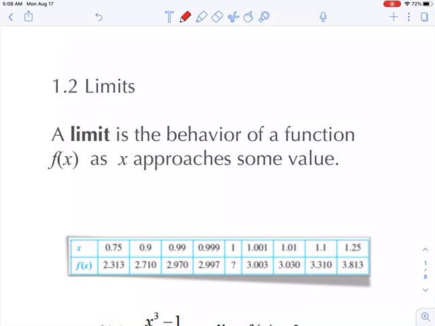We are going to go ahead and start our unit on limits. This is our first official unit in calculus. We're going to talk about the introduction to limits today, the idea of what it is and how we look at them graphically.